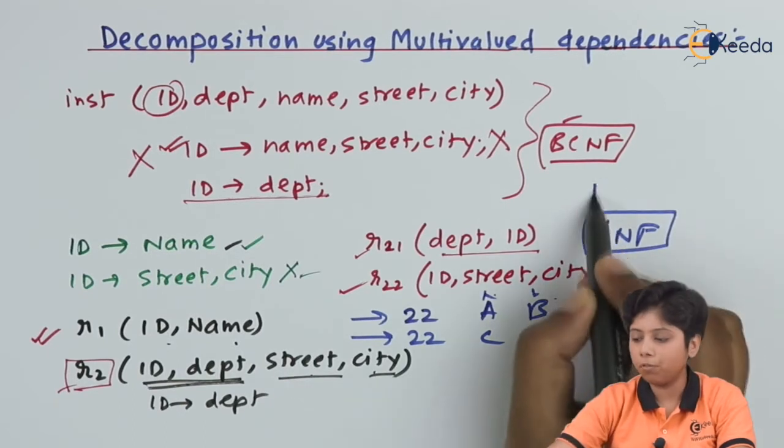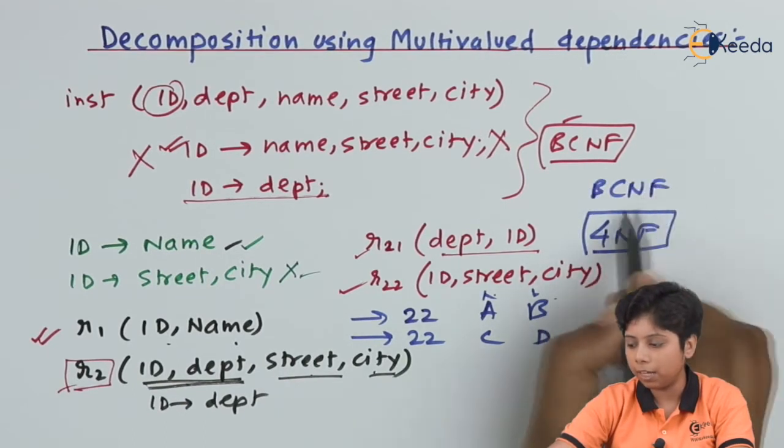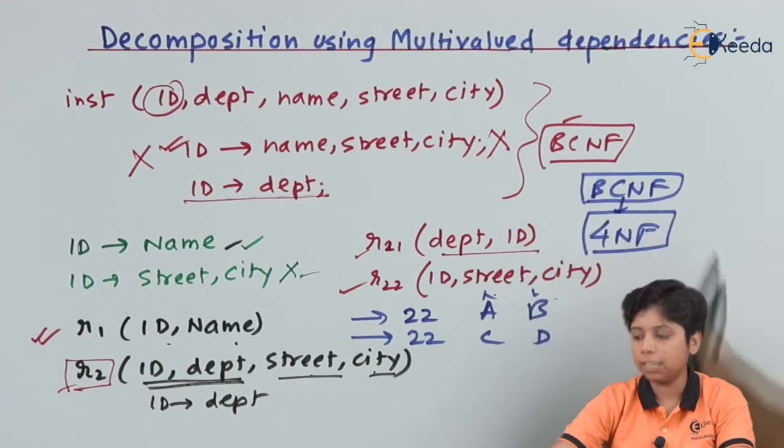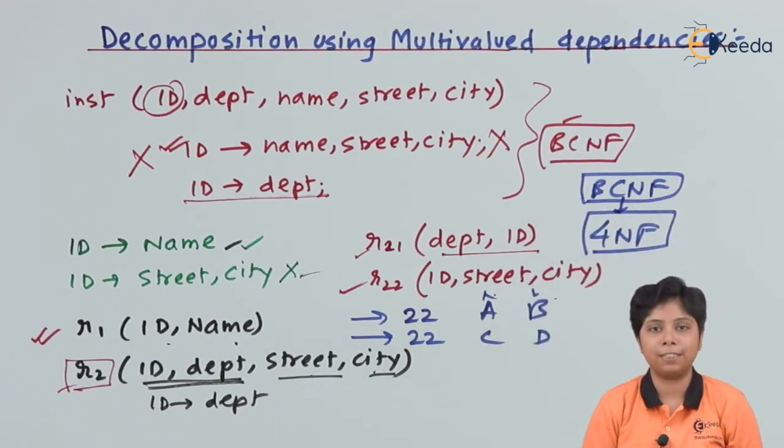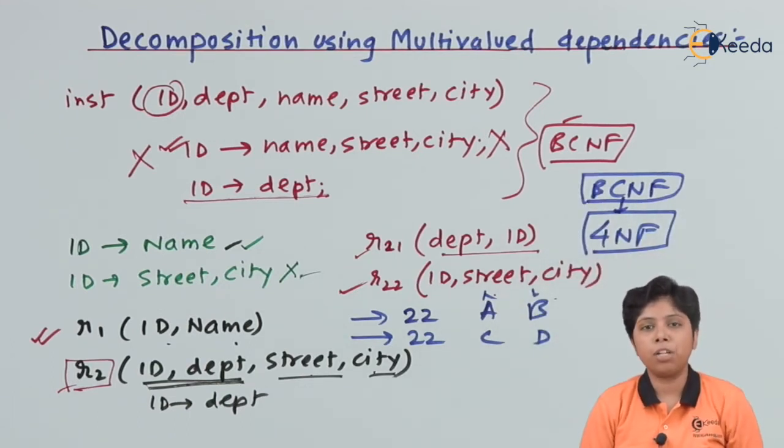The fourth normal form is higher than BCNF in that it deals with the multivalued dependency. So if and only if a relation is in BCNF and has no nontrivial multivalued dependency, then we can say that the relation is in 4NF.